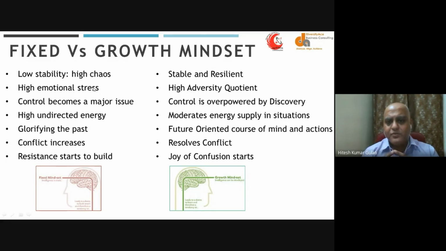High adversity quotient would be there. Control will be overpowered by discovery, and we'll be able to moderate energy supply in situations. Future-oriented course of mind and actions would be there. We'll be able to resolve conflict. And the last is very interesting, which is joy of confusion.